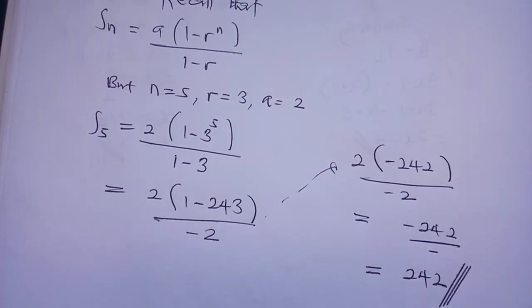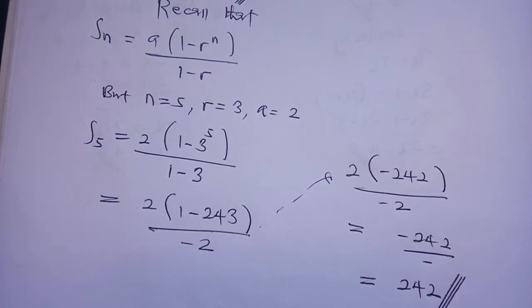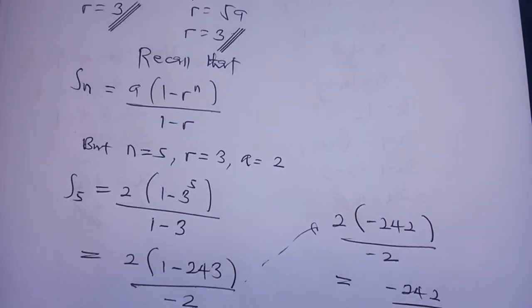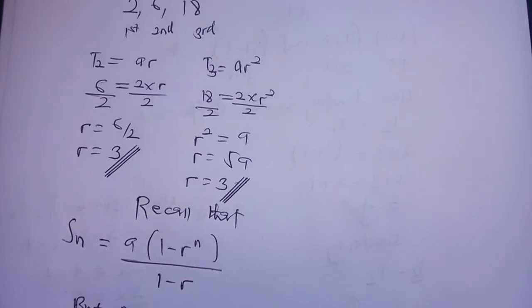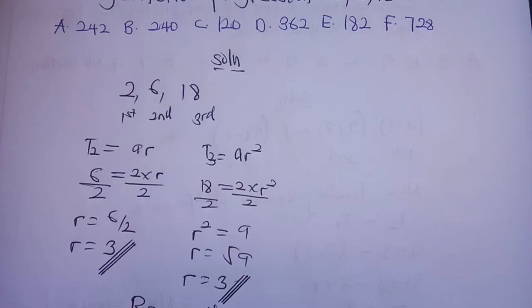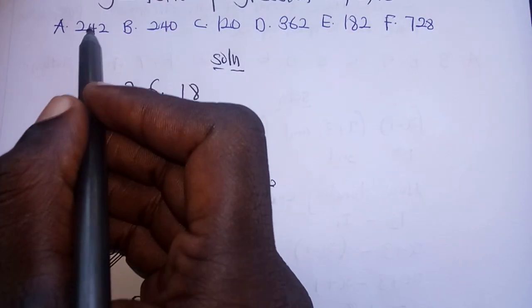Then if you look at the options that you are given, let's look at the options. Automatically we say option A is the correct one.